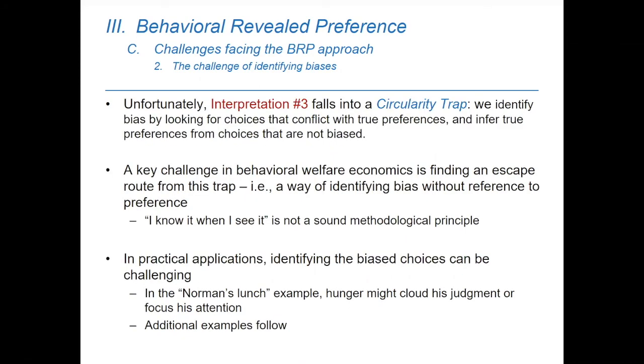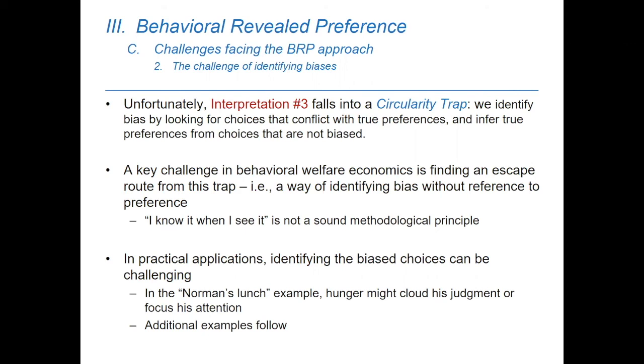Now, I've argued that the third interpretation, that the normative objective function is a form of decision utility, is the most coherent of the three possibilities. Unfortunately, it leads us into what I call the circularity trap. And the trap works as follows. The idea is that we're supposed to identify bias by looking for choices that conflict with true preferences. But we also infer true preferences from choices that are not biased. So how do we start this process?